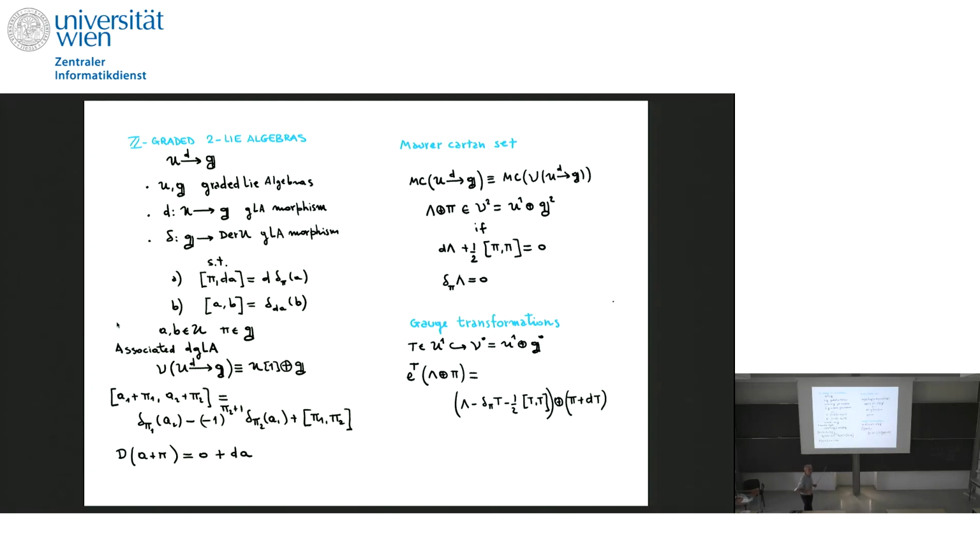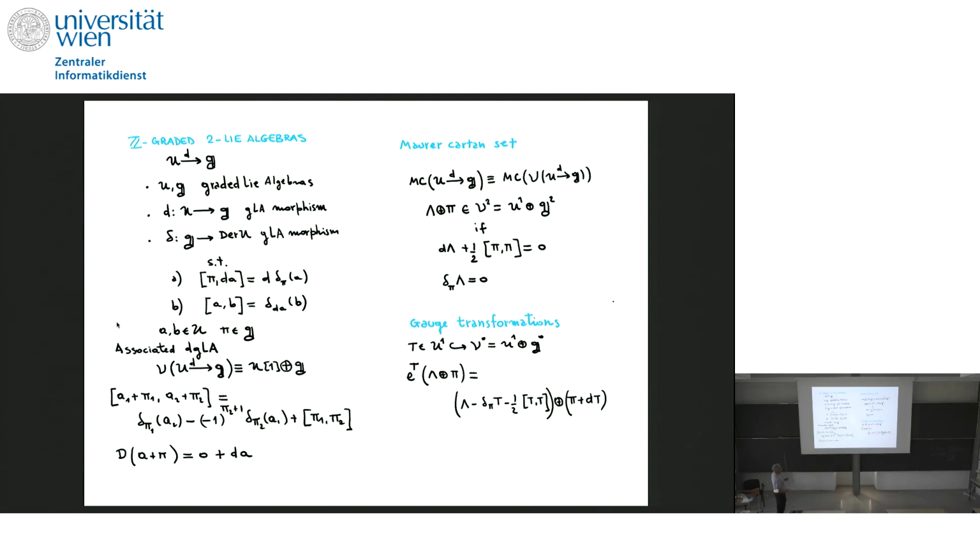From what? Well, the notation is not by chance. Pi will be, you have to think that this will be in the next slide, will be a polyvector field, and this will be an algebroid section.